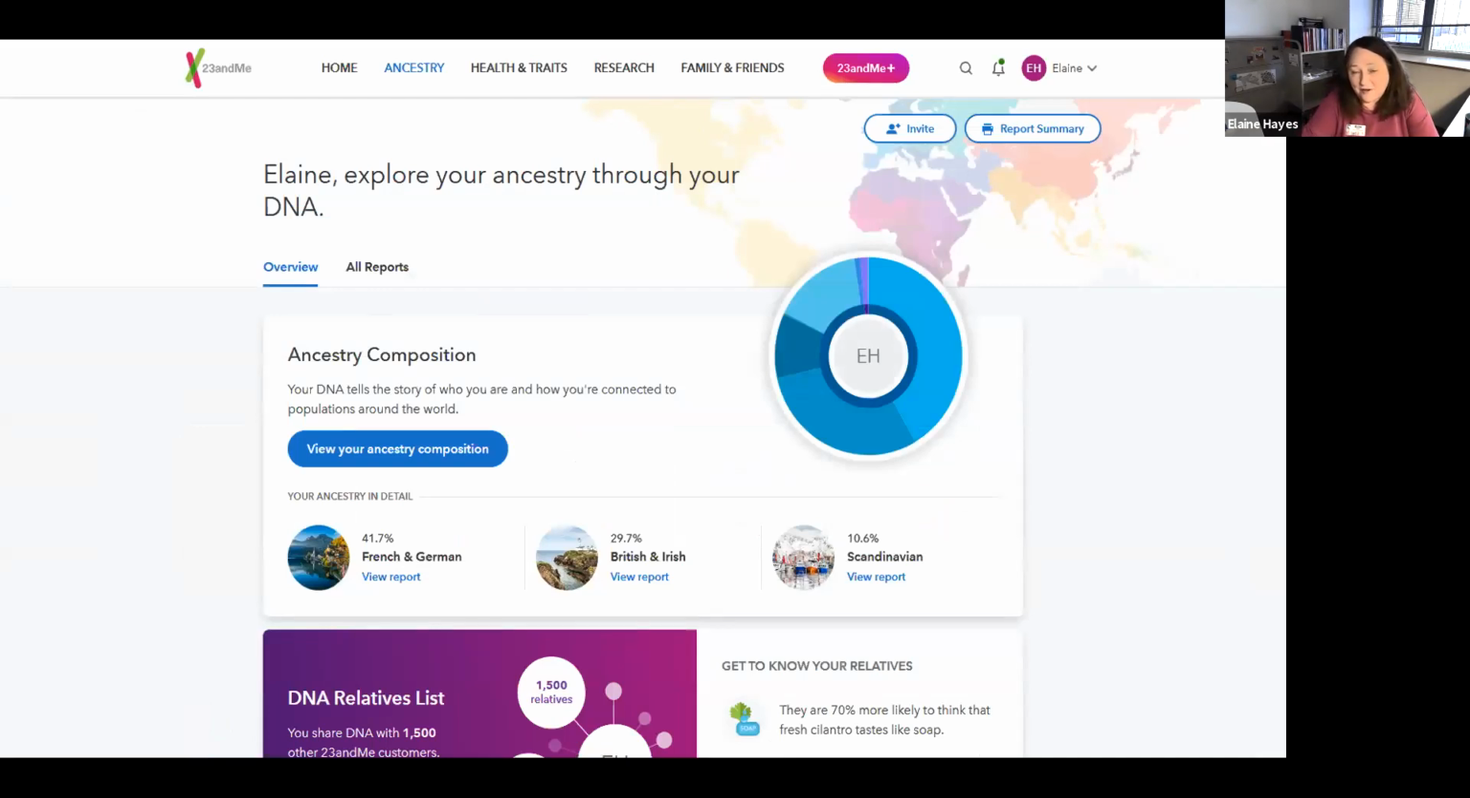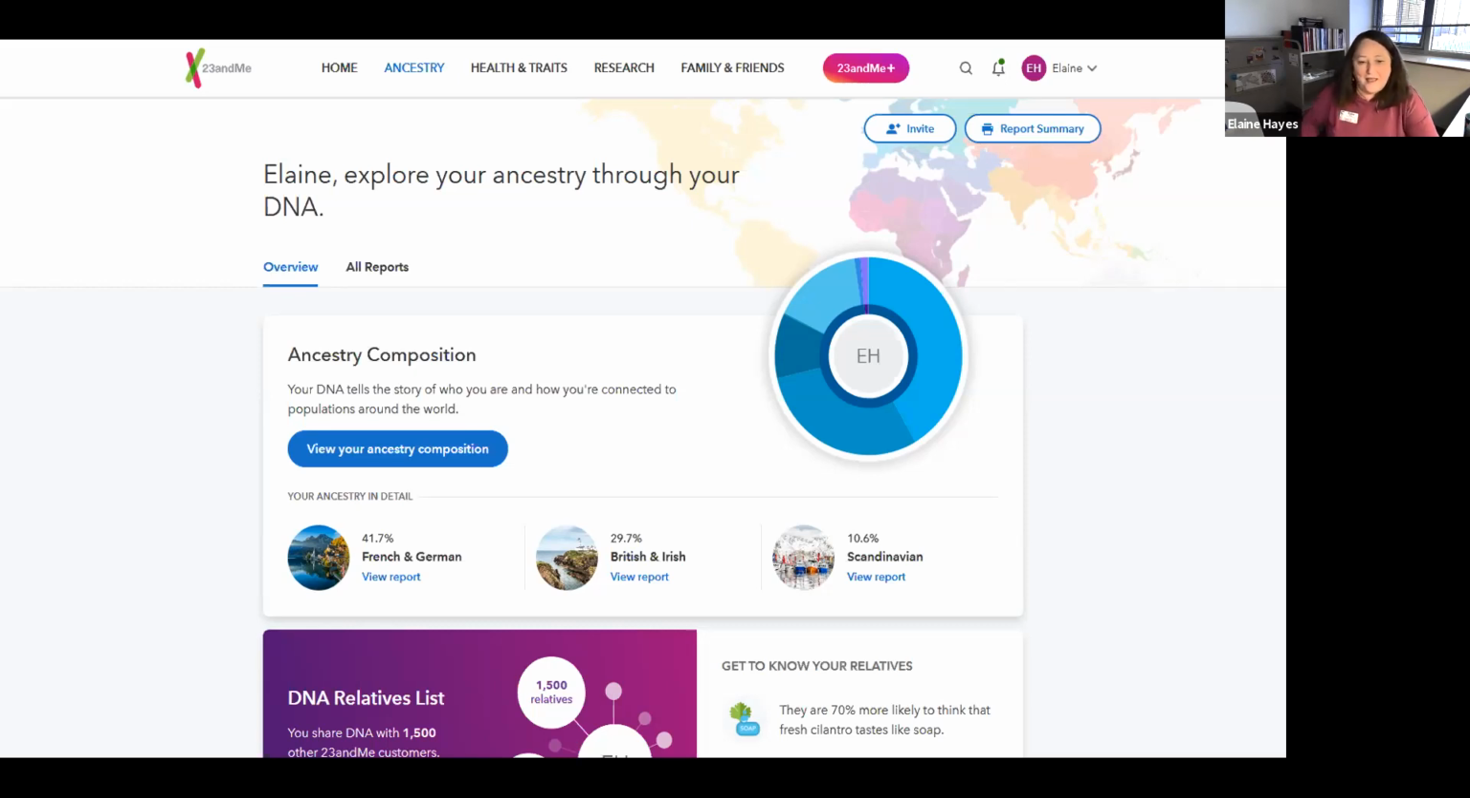This is my ancestry composition, and it's going to be different probably at every DNA genealogy website, because they look at things a little differently. They're looking at different markers in your DNA. So I have 41.7% French and German, 29.7% British and Irish, 10.6% Scandinavian, which makes sense with the Swedish great grandparents.